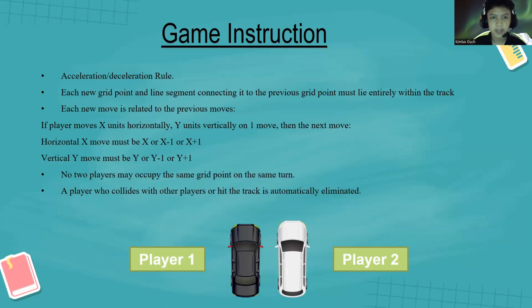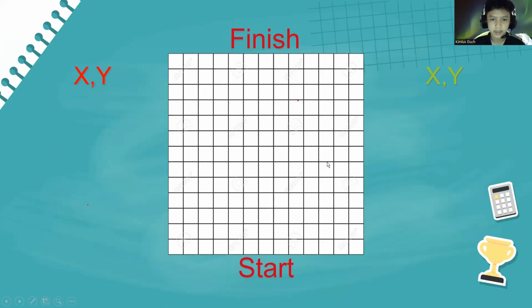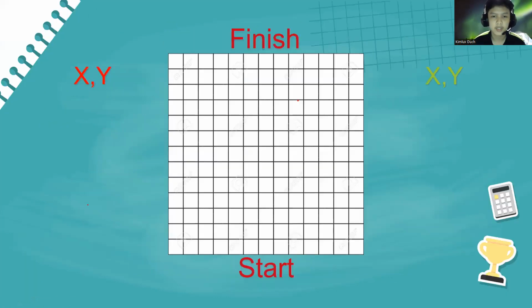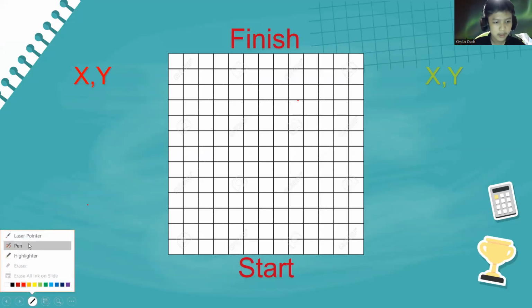So let's move on to talk about the game instructions of playing the racetrack game. The first one is the acceleration and deceleration rule. It means that whenever you make a move, like in this graph example, you can either decrease or increase. Acceleration means increase, deceleration means decrease. And each new grid point and the line segment connecting it to the previous grid point must lie entirely within the track.